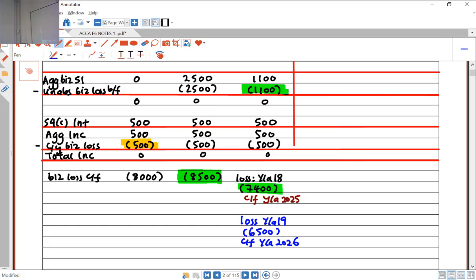So you have to keep track. Of course, the principle is first in, first out. So this old loss you utilize first. But that's how you monitor the time limit. Now, what happened now is the company decided to stop the business. So the moment after 2019, you don't have any more business, right? So when you don't have any more business, do you think it's even possible for you to utilize the losses? No, no business, no loss.